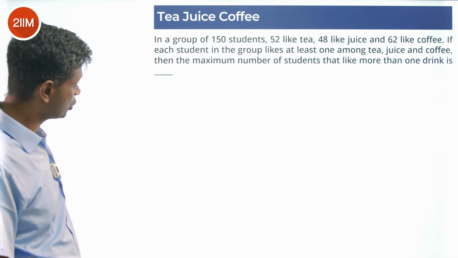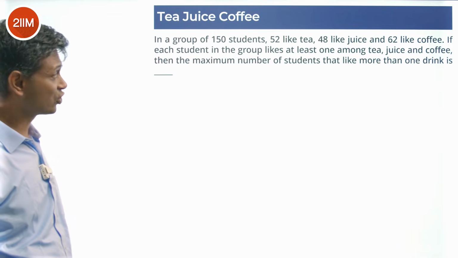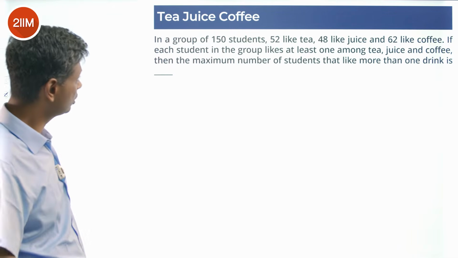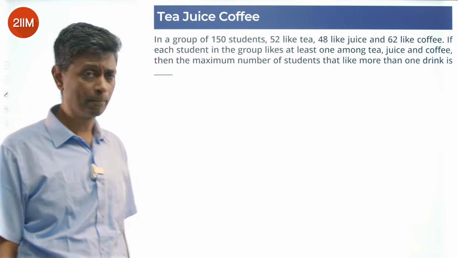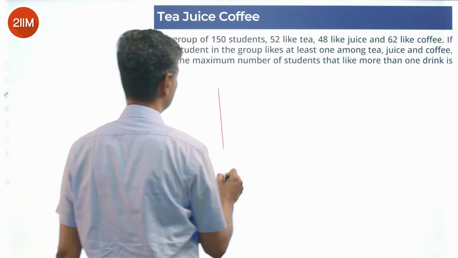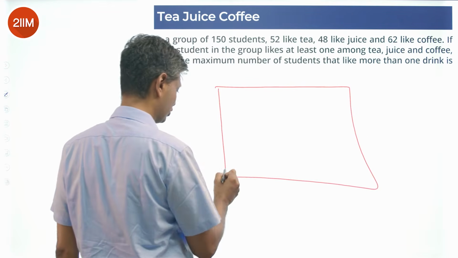In a group of 150 students, 52 like tea, 48 like juice, and 62 like coffee. The students in the group like at least one among tea, juice, and coffee. Find the maximum number of students that like more than one drink. It's a classic set theory question.